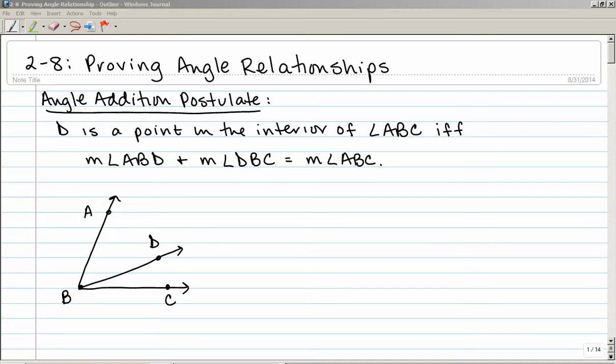It says that point D is a point in the interior of angle ABC if and only if the measure of angle ABD plus the measure of angle DBC is equal to the measure of angle ABC. Kind of like the segment addition postulate where the two little segments added up to the big one. In this case, the two smaller angles add up to the larger angle. And that's the angle addition postulate.